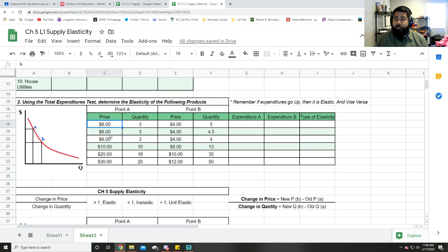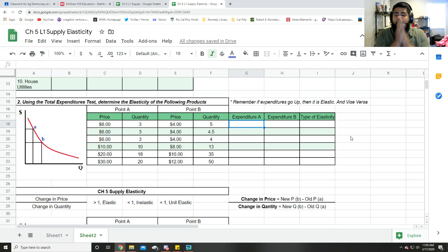So this right here is point A, and this column over here is point B. At point A, at $6 the quantity is 3. At point B over here the price is $4, of course, because it should have dropped. It went from $6 to $4, but the quantity increased. In every single one of these cases, the quantity should increase because that's the law of demand. So over here, the quantity went from 3 to 5. So how are we going to calculate the expenditures?